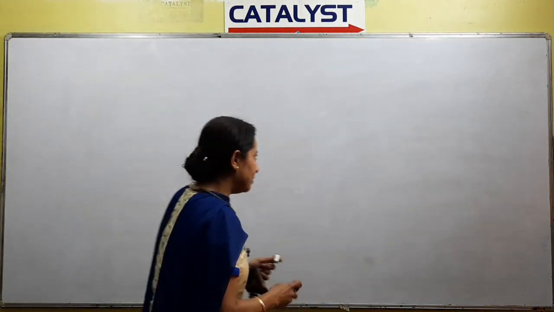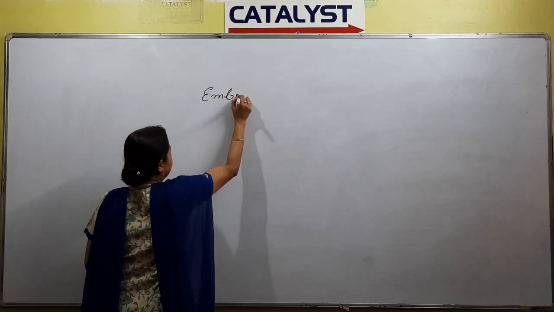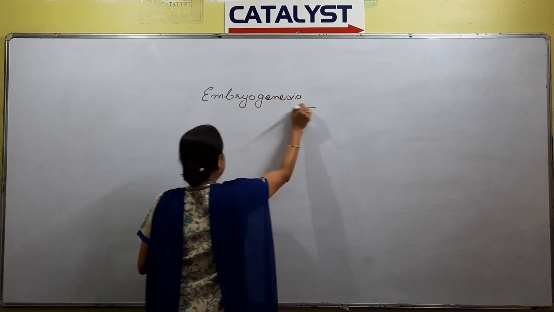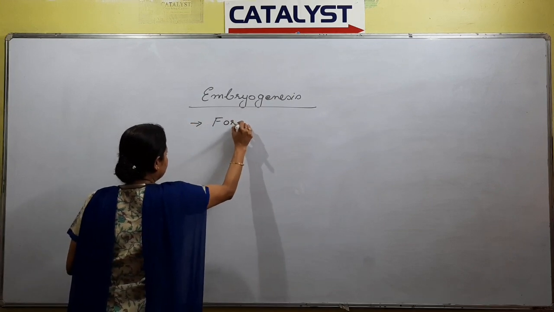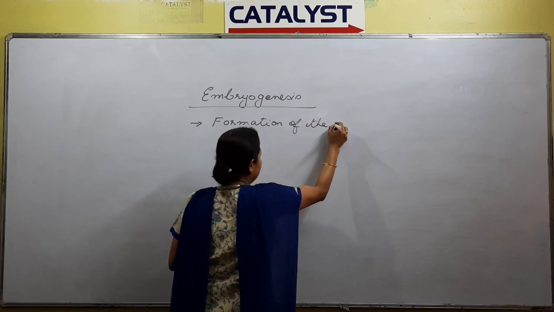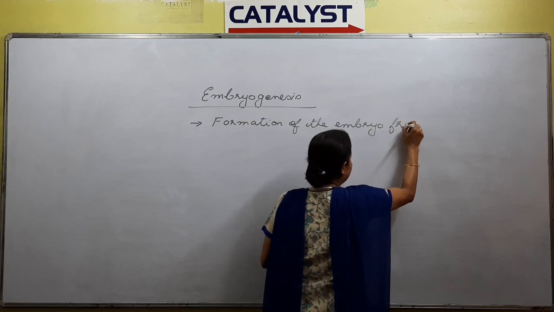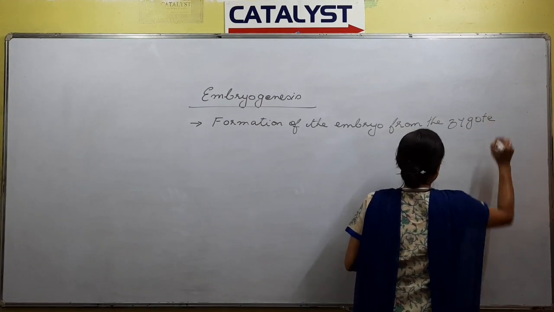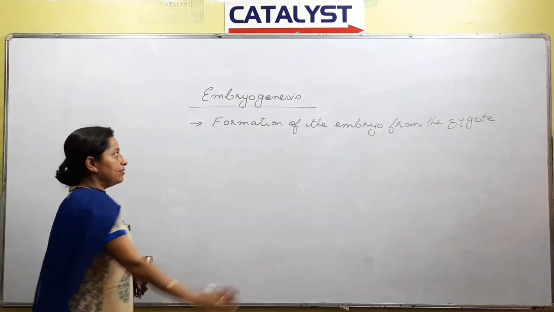So today we are going to talk about embryogenesis. Right? What is embryogenesis? The formation of the embryo. From what does it form? From the zygote. So the process of formation of the embryo from the zygote is called embryogenesis.